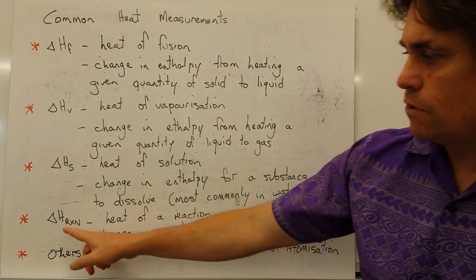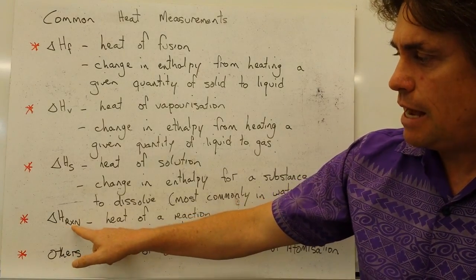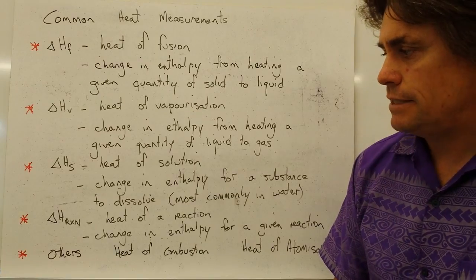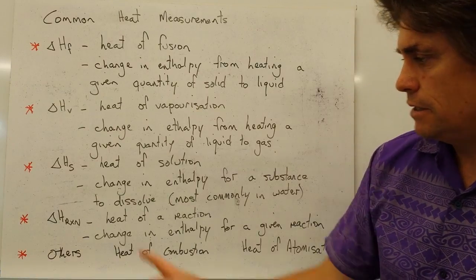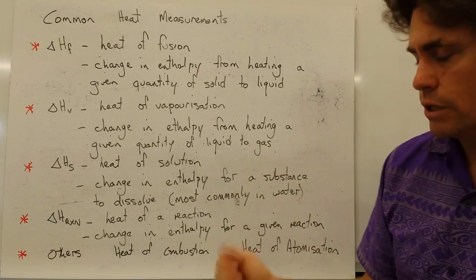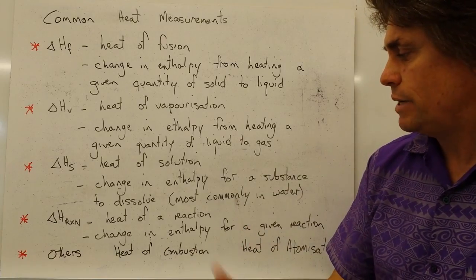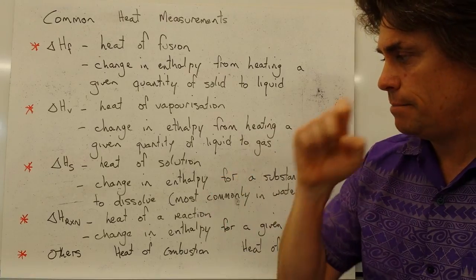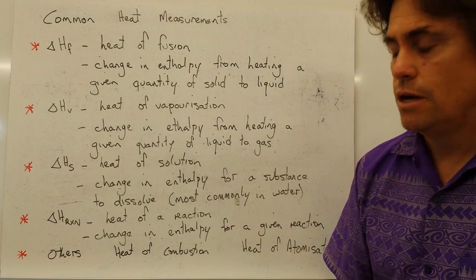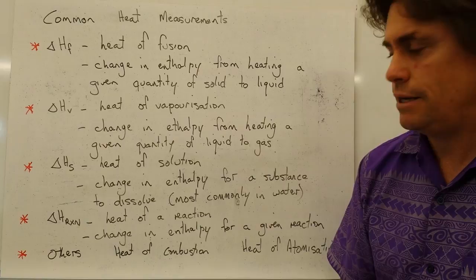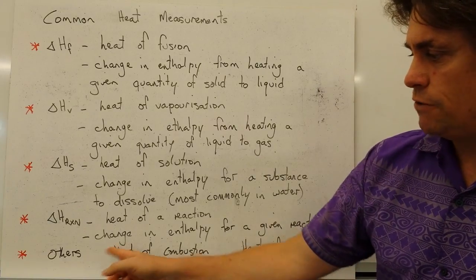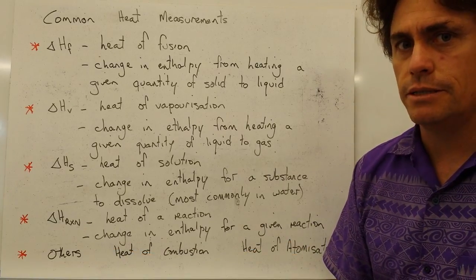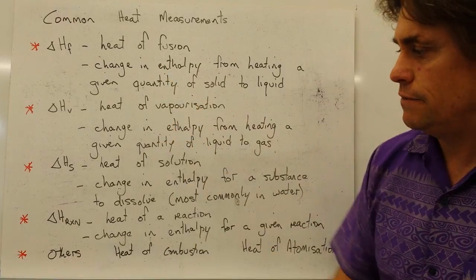The next one down, we've got our delta H, and we put an rxn here, and that's our heat of reaction. So that's the change in enthalpy for a given reaction. And remember that we can have exothermic and endothermic reactions, and our sign for that value will denote whether we have exothermic or endothermic. We also have two other reasonably common ones, but not as common as these four.